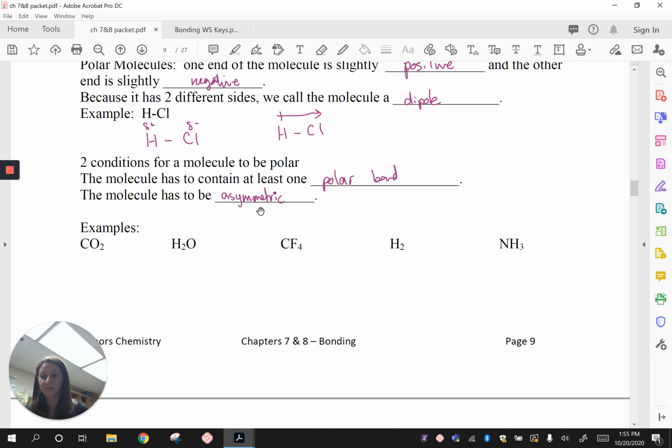Asymmetric means it's not symmetric. Because if it is symmetric, then everywhere is the same, and so it's not going to be sided, it's going to be nonpolar. But if it's asymmetric, not symmetric, then one side might be different than another side, and then it would be polar or sided. So how do you know? Well, you draw your Lewis dot structures first, and then you look at the symmetry.